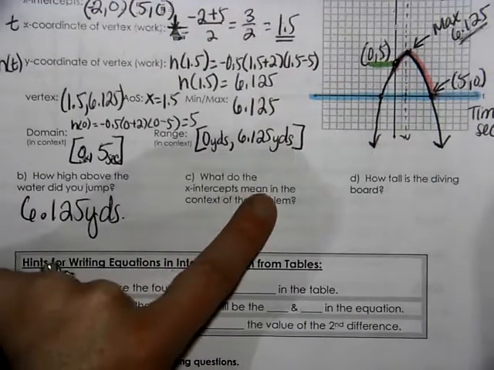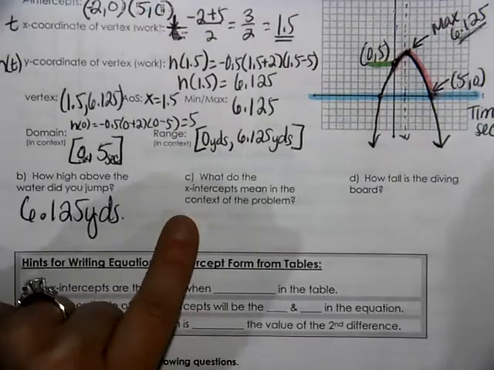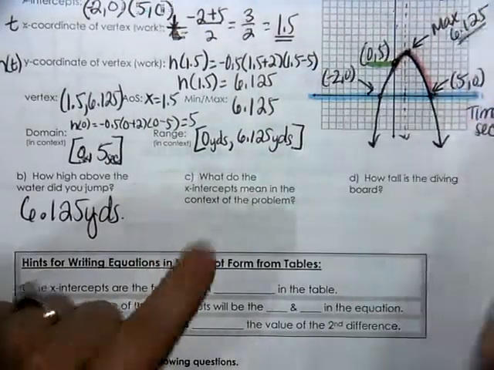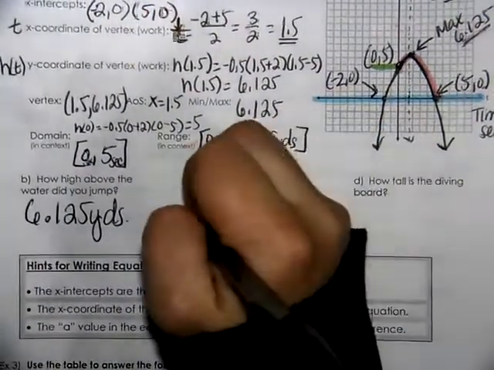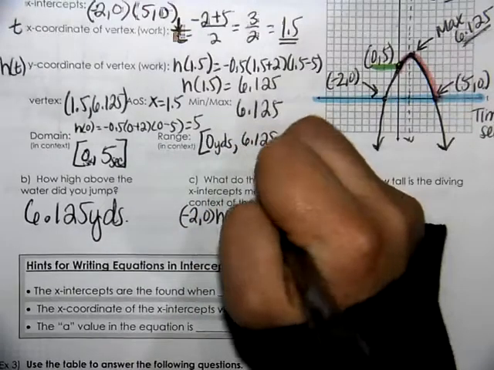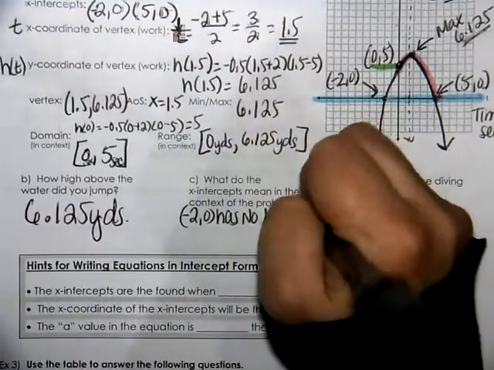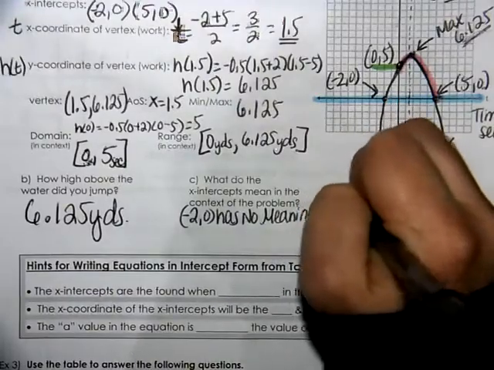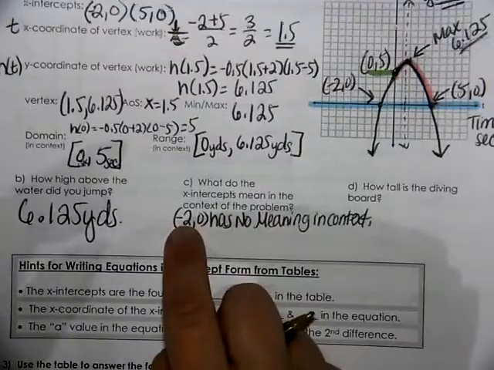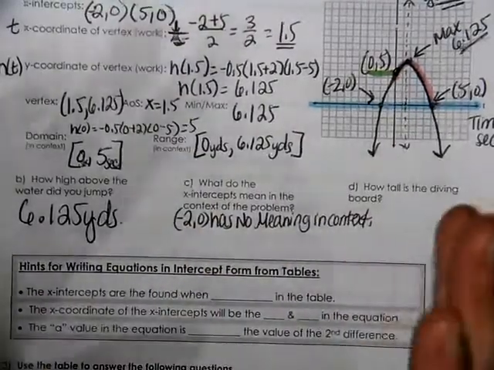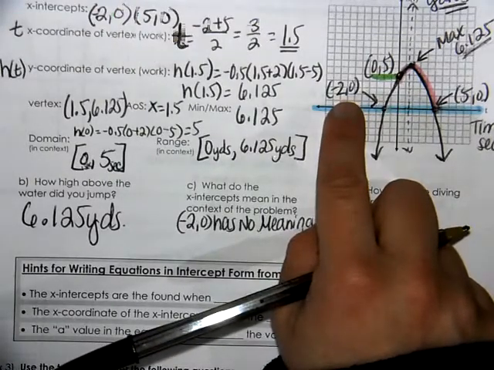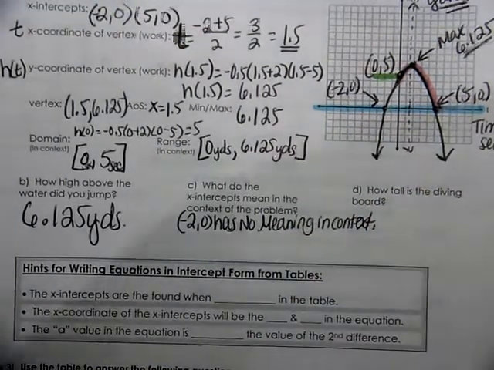What do the x-intercepts mean in context? Well, let's talk about both of them. This one right here, once again, is negative 2, 0. And negative 2, 0 has no meaning in context, because we're talking about time, and there doesn't exist negative 2 seconds. So in an explanation, I think it's perfectly acceptable to say that negative 2 seconds really doesn't exist. At least not in this universe, does it?